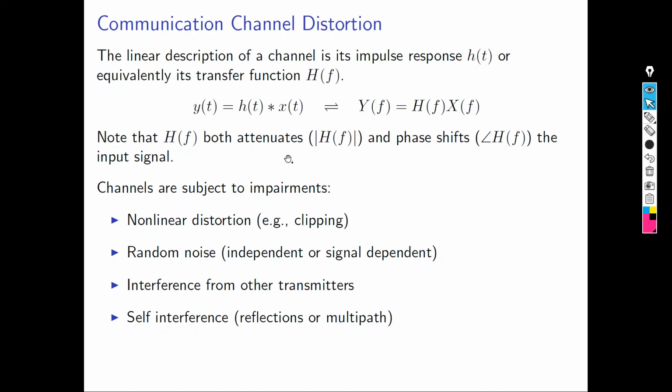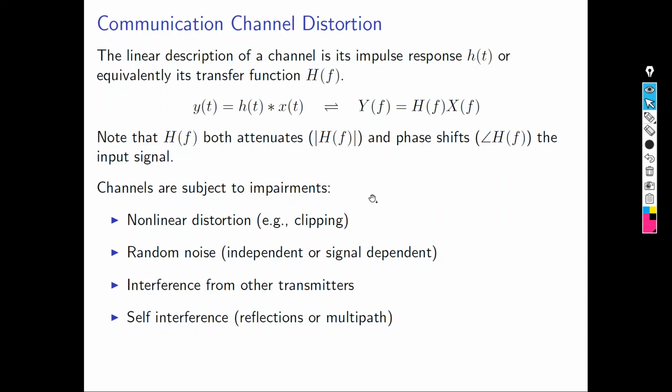Note that h of f attenuates your signal. H of f, you can take the absolute value and the phase shift. And this h of f basically is the big problem we face in wireless communication when we transmit our data. What's your goal as an engineer? Your goal is to know what's this h of f, understand it, and remove its effect. How do you remove its effect? By division. You divide over it.